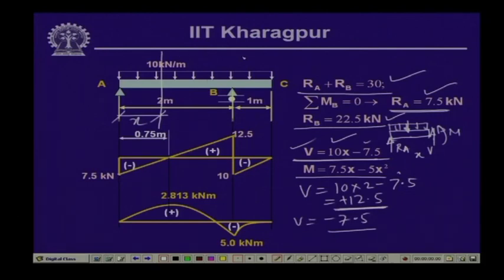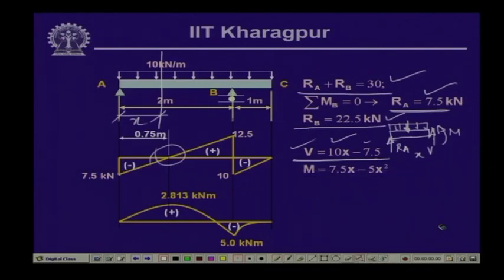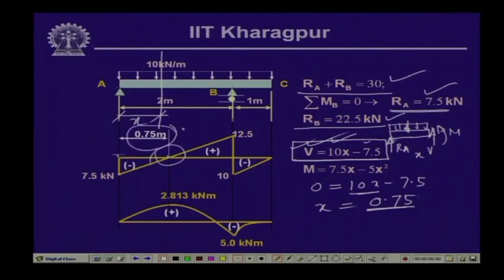So, it varies from minus 7.5 to 12.5. Somewhere in between the shear force will be equal to 0. If we would like to know the position of the zero shear force, the point where shear force equals 0, since we know this is the expression for the shear force between A and B, we substitute V equals 0. So, 0 equals 10 x minus 7.5. This gives us x equals 0.75. So, at a distance of 0.75 from the left end, the shear force is equal to 0, which is indicated over here.